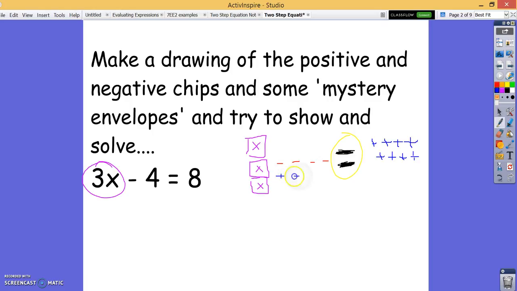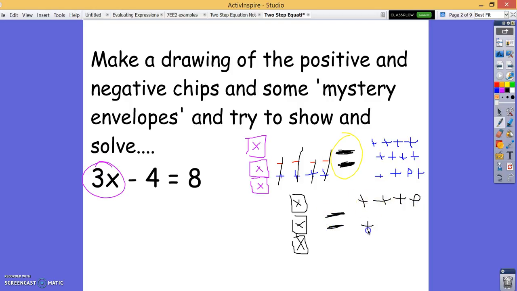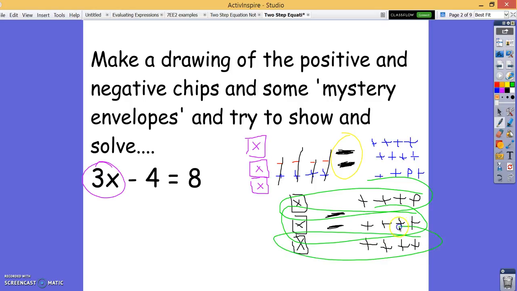So if I add 4 positives to this side, it starts to get x alone because those are going to cancel out. But if I add 4 positives to the left side of an equation, I have to add 4 positives to the right side of an equation. So now that all cancels out. And what I'm left with is 3 mystery envelopes of x and an equal sign. And then now I have 12 over here because I had 8 and then I needed to add on 4. And so what I can do, if I want to know what x is, just x alone, 1x, I see that x would be 4 because that x is 4, that x is 4, and that x is 4.